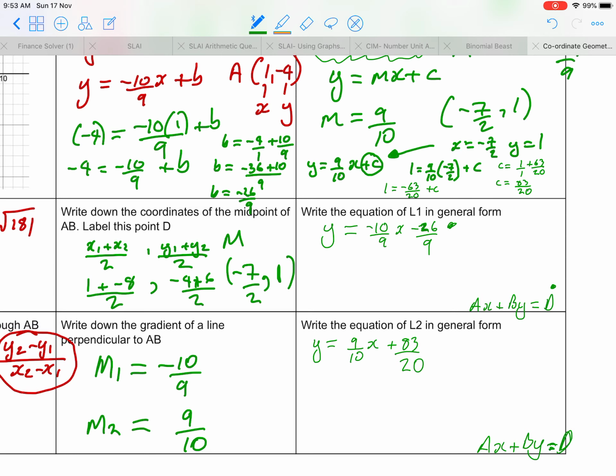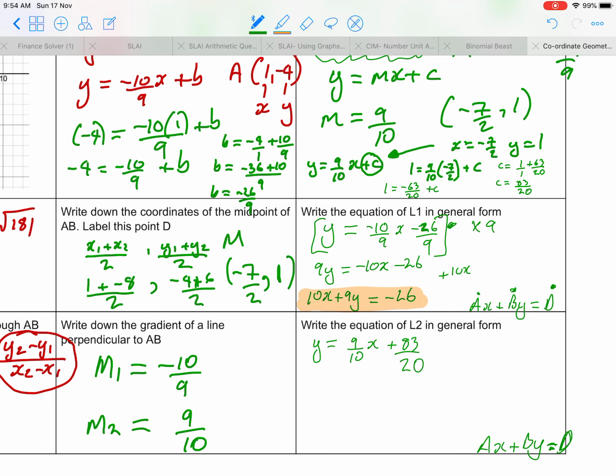So the easiest way of getting rid of any fractions, because remember, the a, the b, the d have to be whole numbers, is to times both sides by 9. So you times everything by 9. To keep the equation balanced, this is 9y here, this is negative 10x here, this is negative 26. And then rearrange. So if you add 10x to both sides, you'll get 10x plus 9y equals negative 26. And you have indeed done exactly what you need to do. You've rearranged the equation into general form.